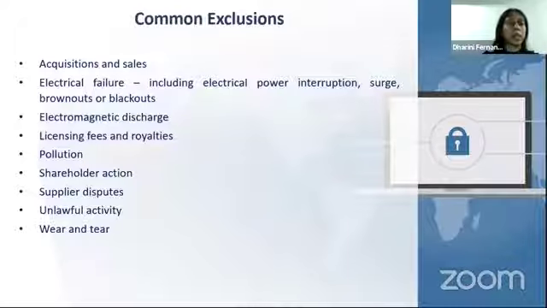Licensing fees, royalties, pollution, that is environmental pollution, shareholder action, supplier disputes over profits and things like that. Anything connected to that will not be covered. Any kind of unlawful activity, wear and tear, it's not covered under the policy. So that's quite a list. But in this particular session, I wanted to make sure what is covered and what is not covered. So hopefully that is clear to you.